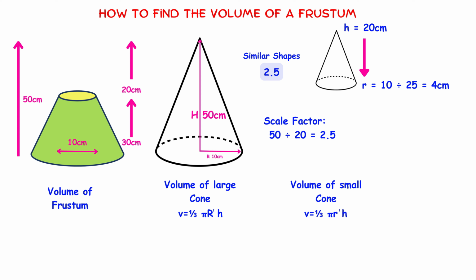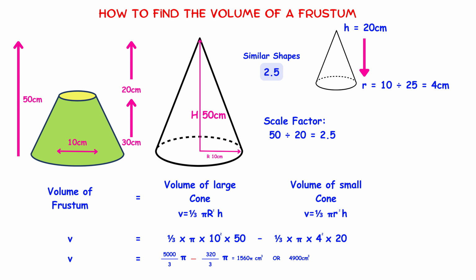Okay, so we've now done the majority of the hard work, which is finding out our unknown radiuses and heights. Now all we have to do is plug them all into the formula. So the volume of the frustum is equal to the volume of the large cone, so 1/3 times pi times a radius of 10 squared times the height of 50, take away the volume of the smaller cone, so 1/3 times pi times the radius of 4 squared times the height of 20. And if you're doing that by hand, that will simplify down to 5,000 over 3 pi minus 320 over 3 pi. So our answer would be 1,560 pi centimeters cubed, or if you had a calculator and so wanted to leave it to 3 significant figures, that would be 4,900 centimeters cubed.